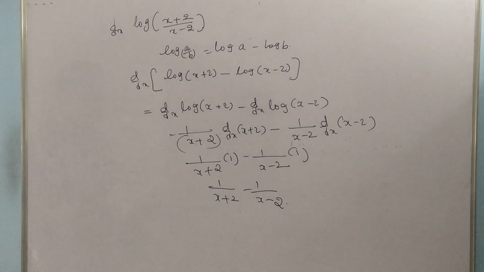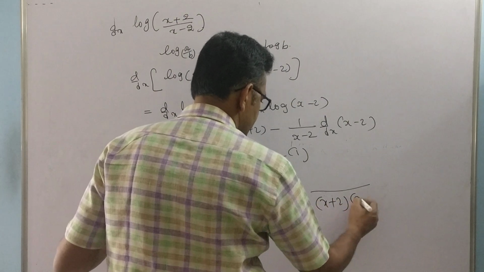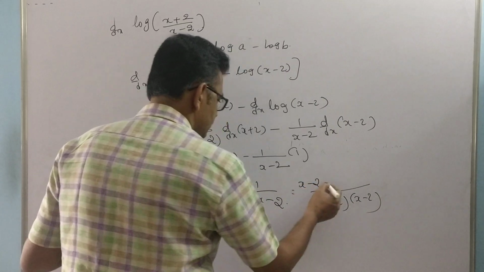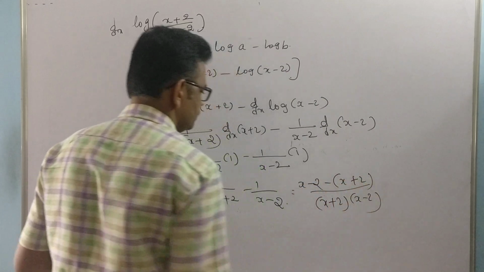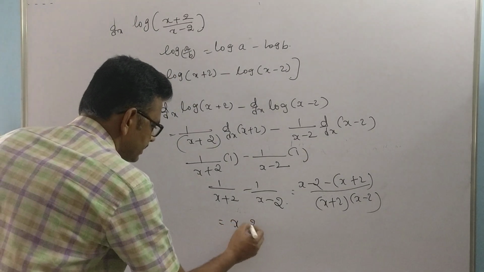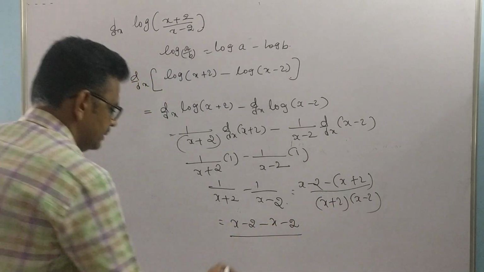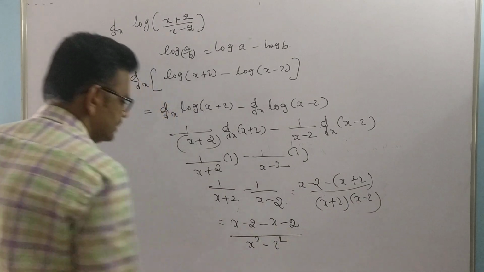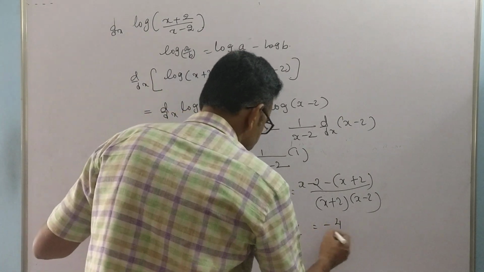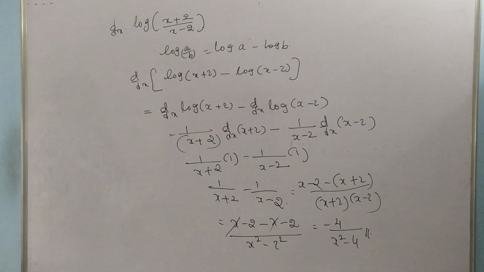Okay, this is the answer. Or if you want to take LCM, x plus 2 into x minus 2 is the LCM. So this is x minus 2 minus of x plus 2, by a plus b into a minus b, a square minus b square. There x gets cancelled, that is equal to minus 4 by x square minus 4. So this is the derivative of that.